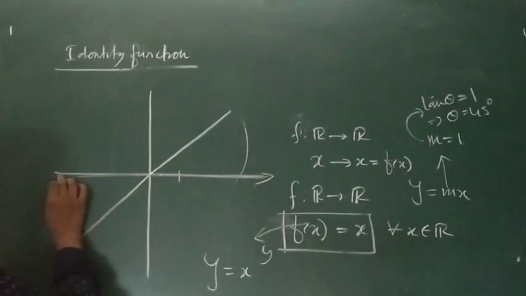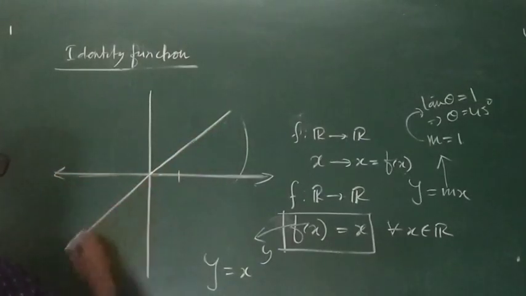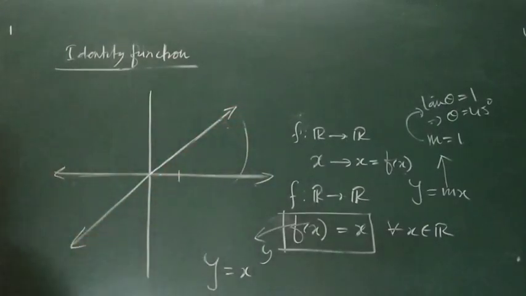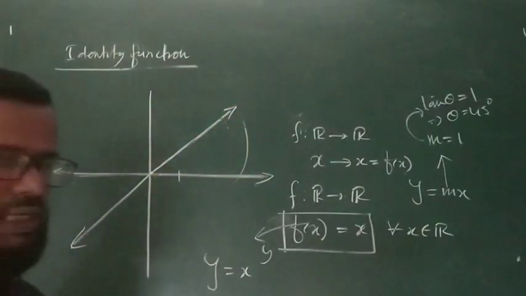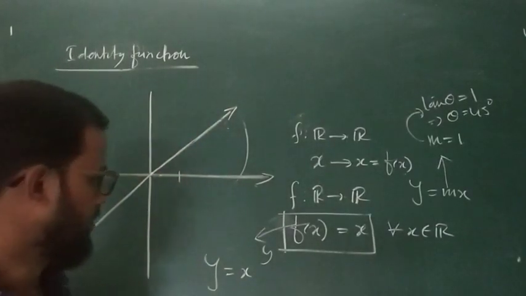Throughout the domain, there is no break. See, in the function every point is connected. Every point is connected. There is no gap. So this type of function is called what? Always continuous function, okay? Identity function is called always continuous.